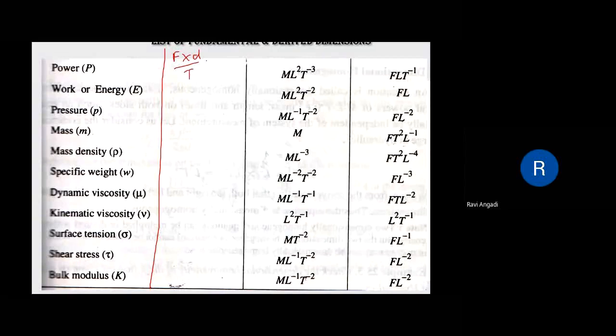What is the unit for force? Newton. What is the unit for distance? Meter. Time is second, keep it as it is. So Newton meter per second is what? Watt. But again, you have to reduce the Newton: kg meter per second square. Correct? Then into meter divided by second. Is it correct?